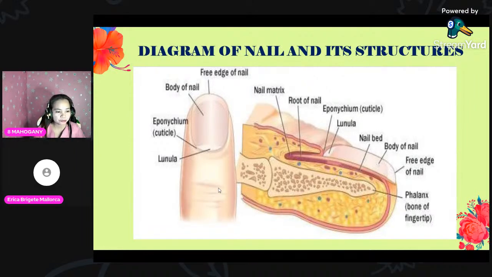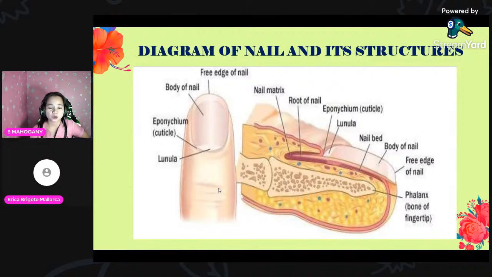We have also the free edge of nail. Okay? Yung eponychium, that is the cuticle. So, the term po na known natin is the cuticle. Okay po. Then we have also the lunula. Okay, very good. So those are the parts of the nail and its structures. So we have different structure. We have here the structures of the nail for you to identify.